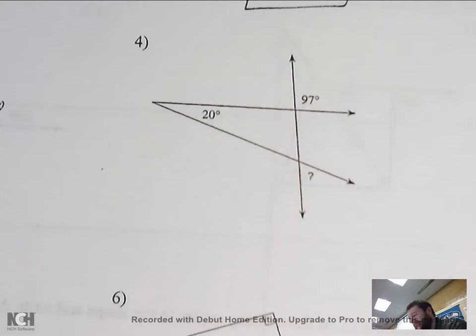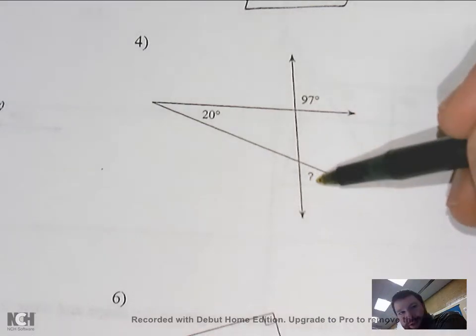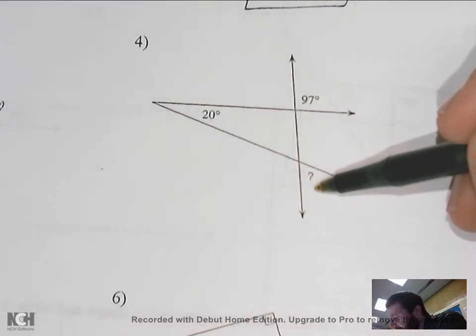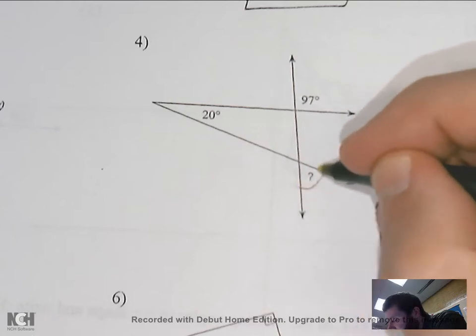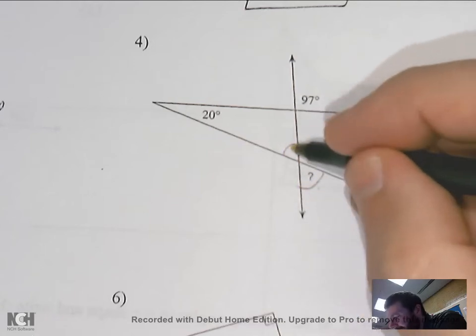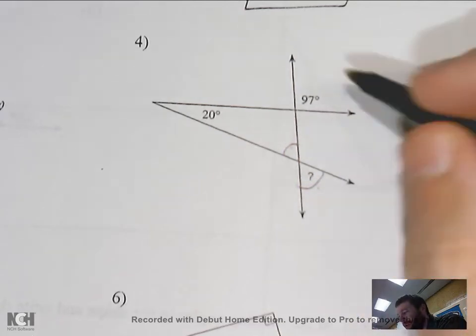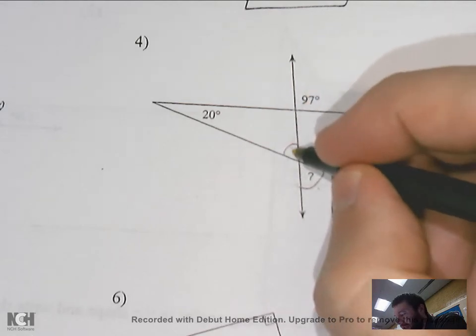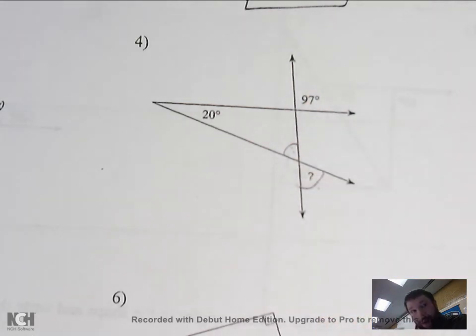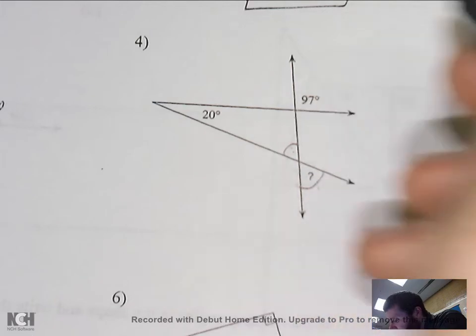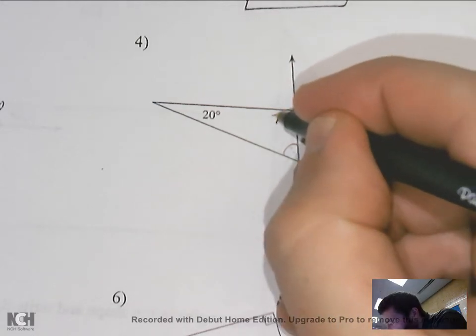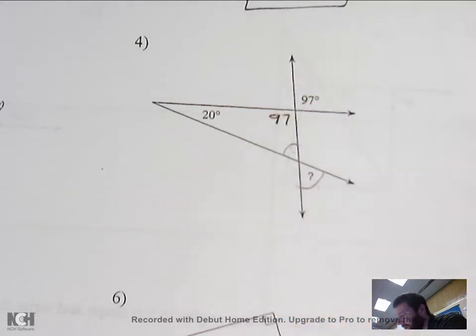All right, let's try the next one. So this one, I need to find the question mark here, that angle. Now, I know this is vertical with this, which means those are equal to each other, right? So if I could figure out this angle, I could figure out that. Well, I know this angle is vertical with this angle, so I know this has to be 97 degrees as well.